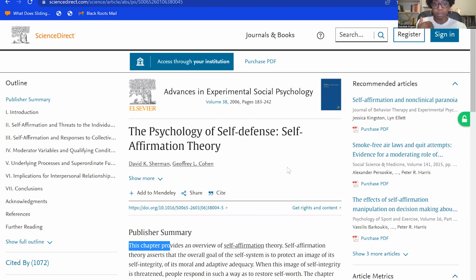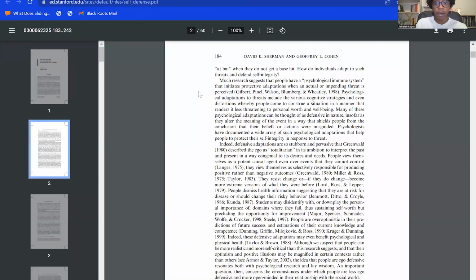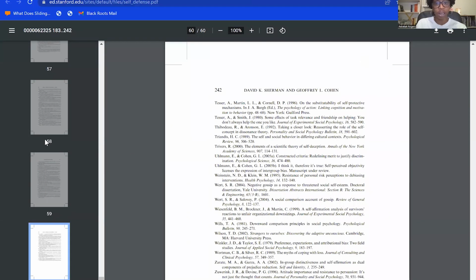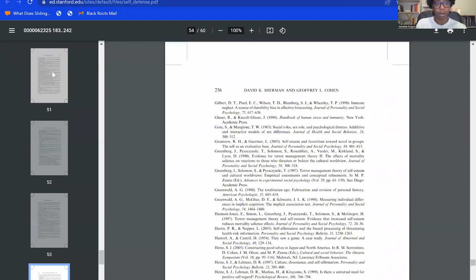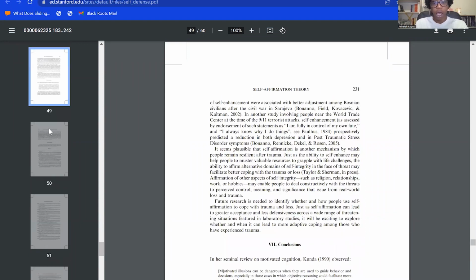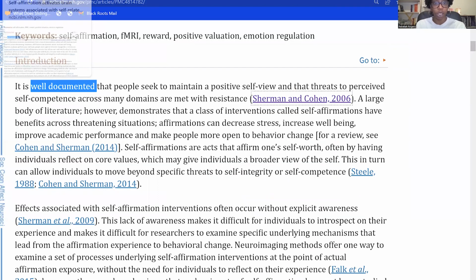I can also find other ways to be able to access this actual article. And I can see here, this is 60 pages long. That's including references. So the actual article is probably about 45 to 50 pages. Yeah, about 48. So I can say, okay, there's probably a lot of documentation within here. I don't need to continue looking through this to help me affirm that. It probably is well documented.